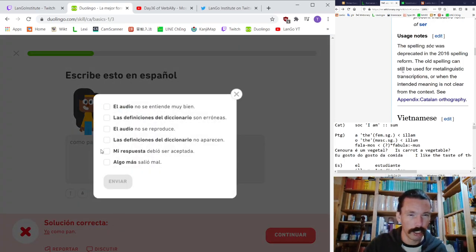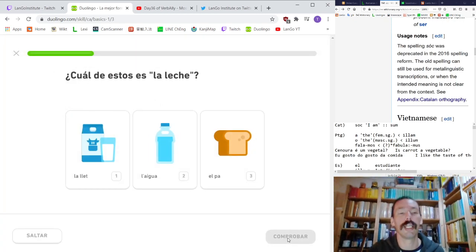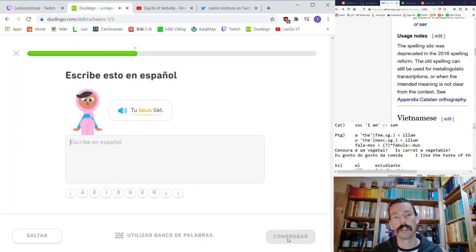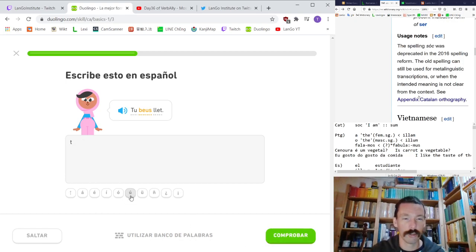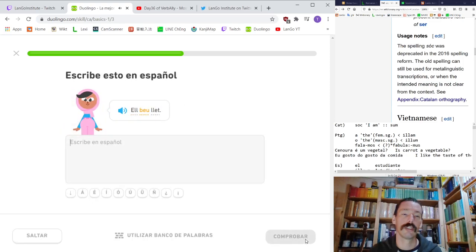Mi respuesta debió ser aceptada. La leche, la llet. El pa. L'aigua. Tu beus llet. Tu bebes agua, leche. You drink water. Beus, that's so cool. Ell beu llet. He drinks milk. Él bebe agua.